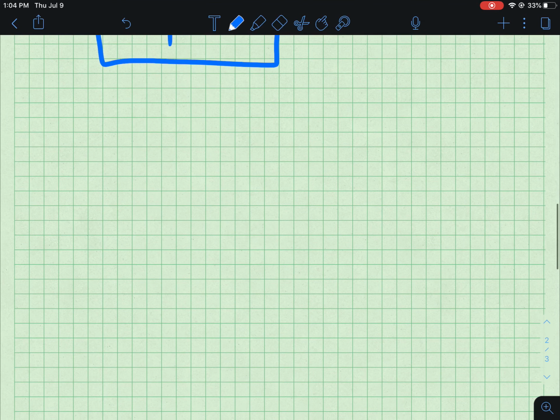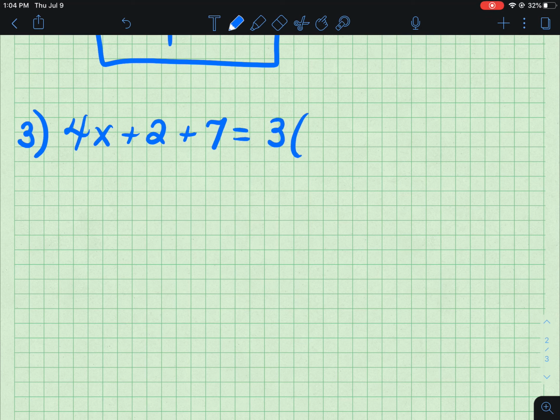Let's try number 3. Number 3 looks like this: 4x plus 2 plus 7 equals 3 times the quantity x plus 5.